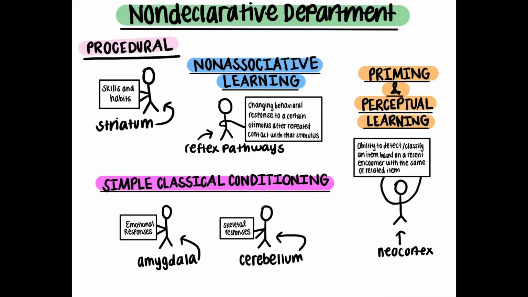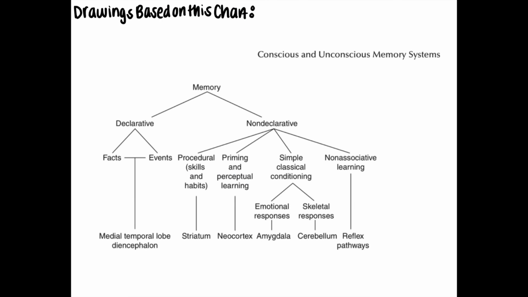Lastly, we have the cerebellum. This is also responsible for simple classical conditioning behaviors, but in terms of skeletal responses. This pretty much just means that the cerebellum regulates the body's muscle actions and makes them move in response to stimuli. The cerebellum can also help maintain balance. So that pretty much covers all the main brain regions that are involved in both declarative and non-declarative memory, which, as I said before, are part of the brain's long-term memory.